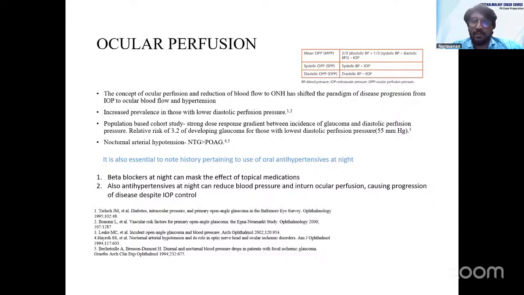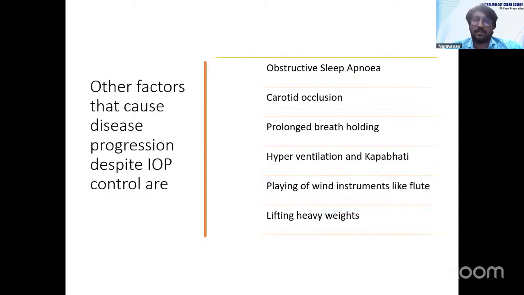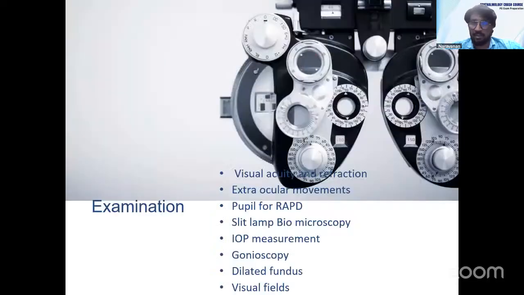So when you are looking at history taking, look for beta blocker use at night, which can mask the effect of topical medication. Also, antihypertensives at night can reduce blood pressure and in turn reduce ocular perfusion and also cause disease progression. If the IOP is controlled and there is still disease progression, look for a history of obstructive sleep apnea, carotid occlusion of any kind, prolonged breath holding, hyperventilation, kapalabhati, and the lifting of heavy weights and playing of wind instruments, including Shirshasana in yoga.